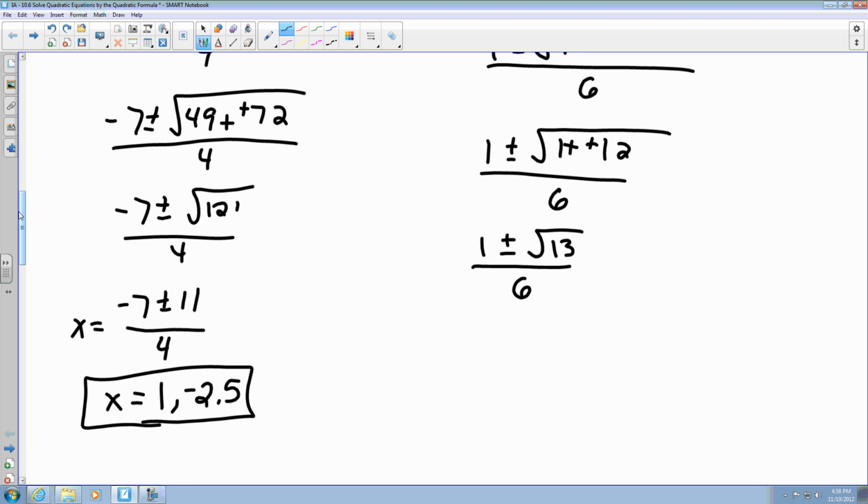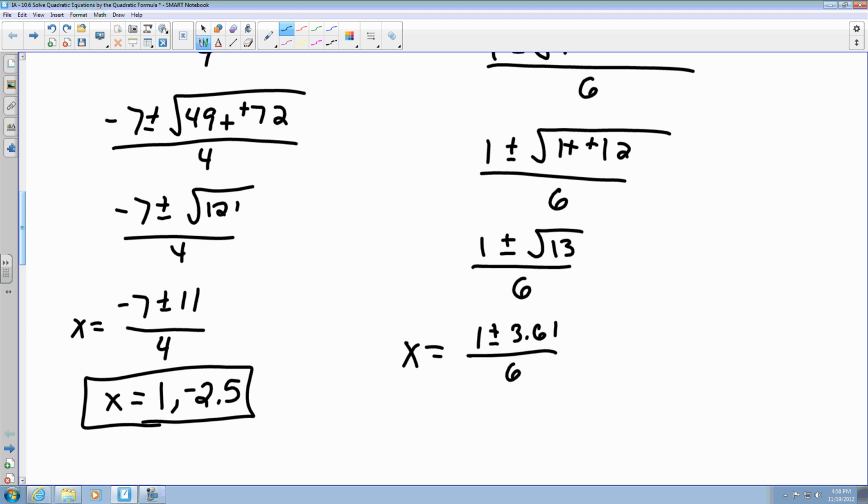And what I'm going to do is round that square root of 13, because I think it comes out to several decimal places. So I'm going to round to the nearest hundredth. So the square root of 13 comes out to be about 3.61, all over 6.